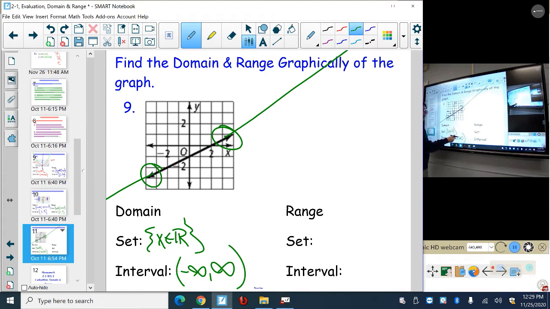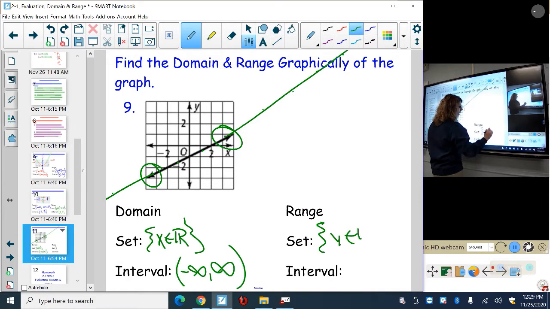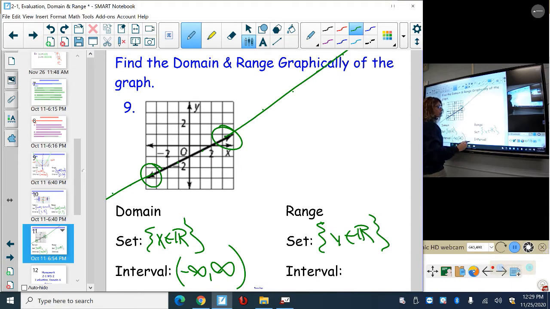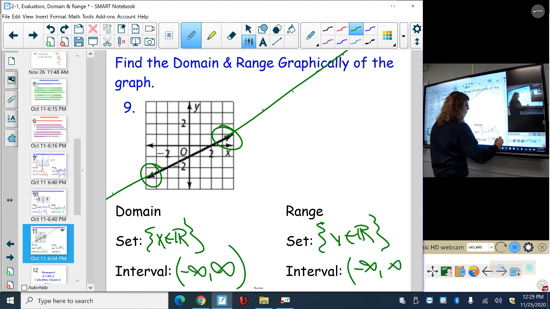Okay, well, what about the range? Well, I'm all the way down here, and I see that this has a corresponding y value here, here, here, here, here, here, and it just keeps going, doesn't it? So this, because there's arrows in both directions, is still going to be y's in element of the reals. Why is it y? Because it's range. So therefore, it's going to go from -infinity to infinity.